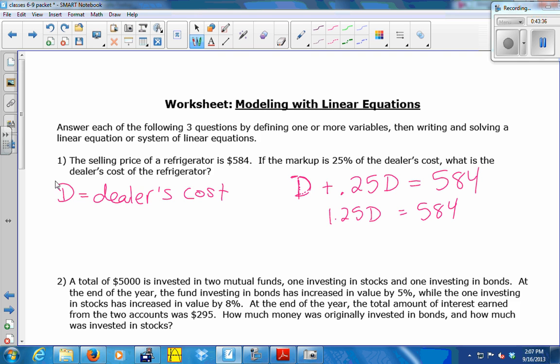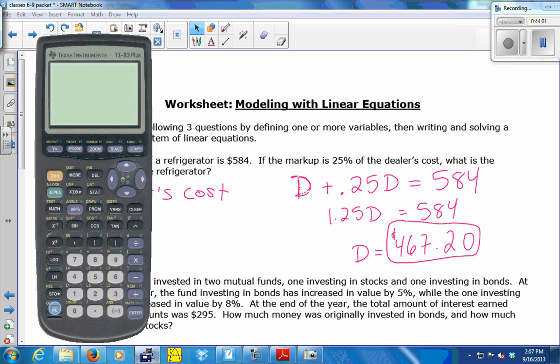Divide both sides by 1.25. And what do you get for D? Somebody has it, I think. 467 point what? Yeah. So $467.20 is what the dealer paid. We should double check. Okay, if I take the dealer price and increase it by 25%, 467.20 times 1.25, I get 584. So I know that's the right answer.